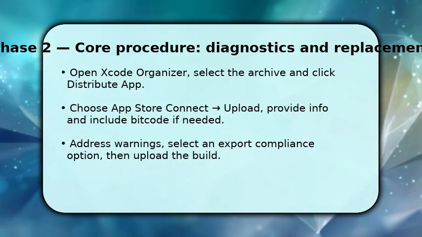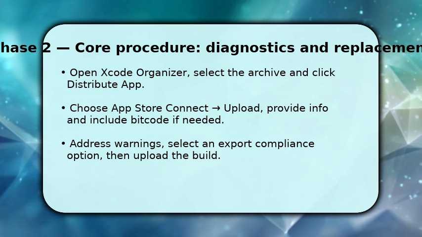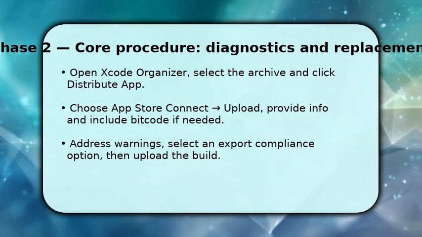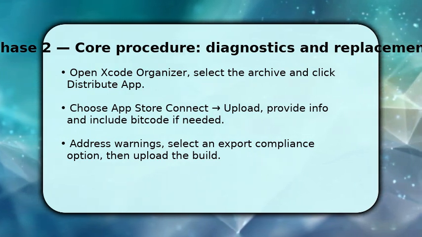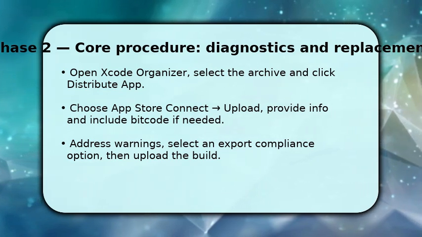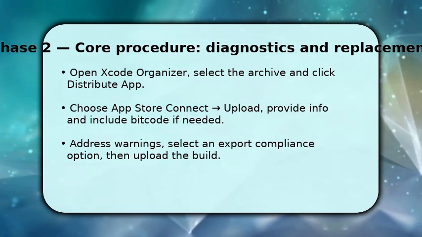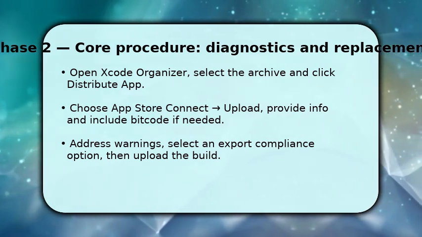Open the Organizer, select your archive, and click Distribute App so the process walks you through validation. Choose App Store Connect as the destination and pick Upload. Xcode validates symbols, signing, and minimal metadata automatically. Provide export compliance answers and attach encryption details if prompted, because incorrect answers block processing.